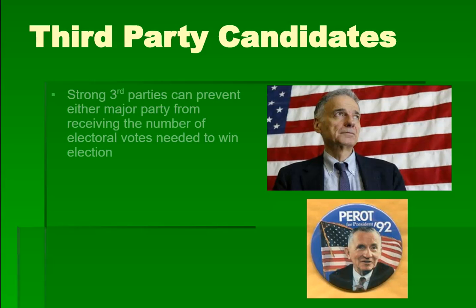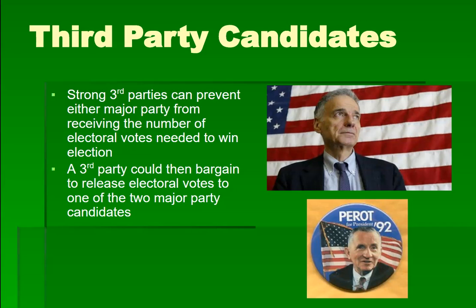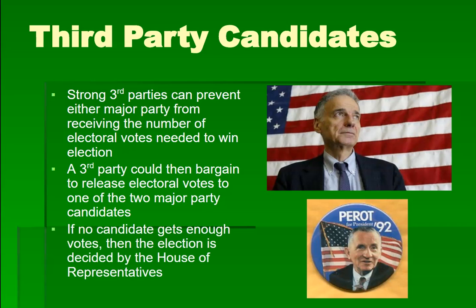Third-party candidates. A strong third party can prevent either major party from receiving the number of electoral votes needed to win. A third party could then bargain to release electoral votes to one of the 2 major party candidates. It's not happened, I should correct myself, that's not happened in modern times. If you recall, well, we'll get to that in a minute. If no candidate, of course, gets enough votes, then the election is decided by the House of Representatives.